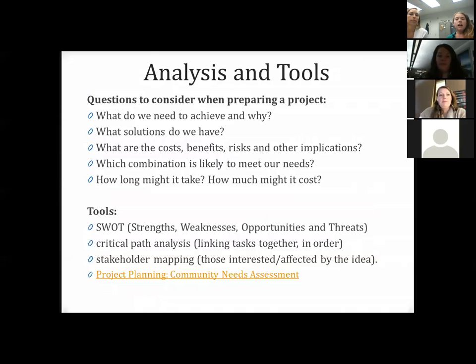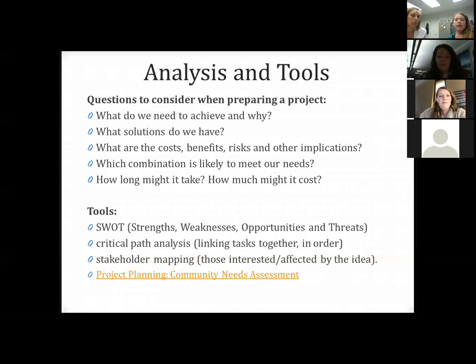All right. So you want to do some analysis of your goals and of your projects. Asking questions like, what do we need to achieve and why? What solutions do we have already? What are the costs, benefits, risk, and other implications of this project that you want to have? And then how long will it take? How much will it cost? They're just different questions that you really have to think about when you're preparing your project or event.